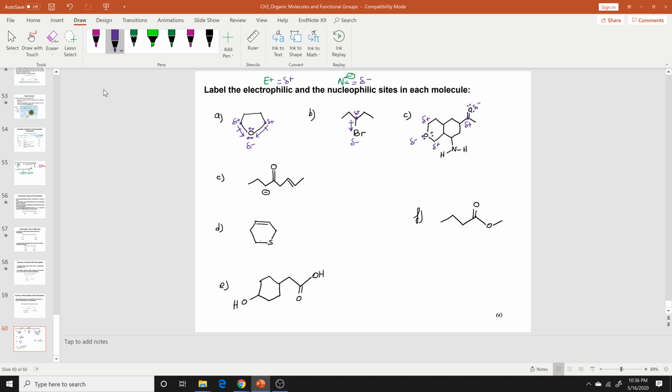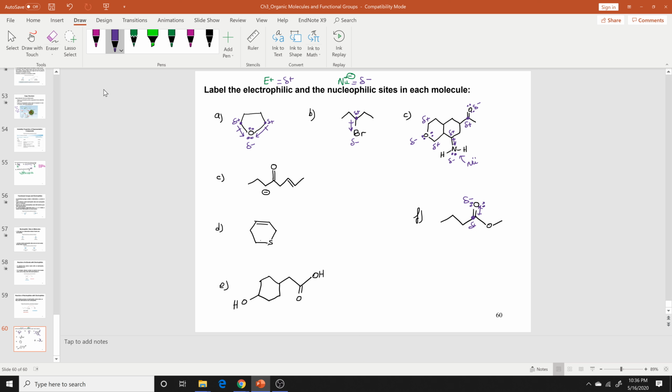Please label your lone pairs. This nitrogen is going to be my nucleophile over here. This is partial negative because it's more electronegative than the carbon. And this carbon is going to be my electrophile over there. This is my polar bond. So this is my partial positive. This is my partial negative.